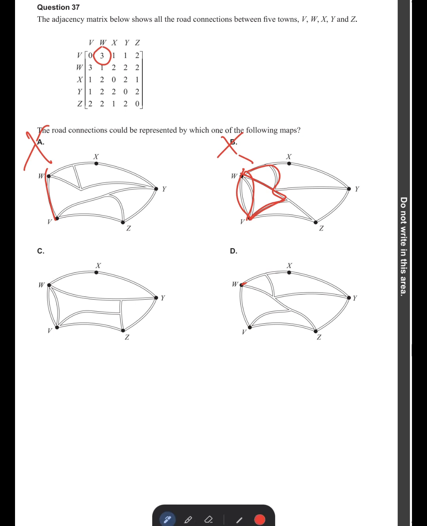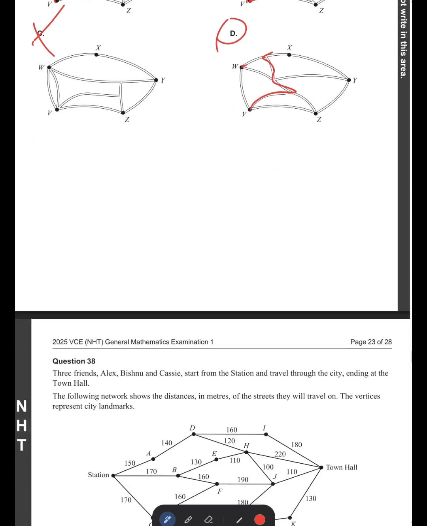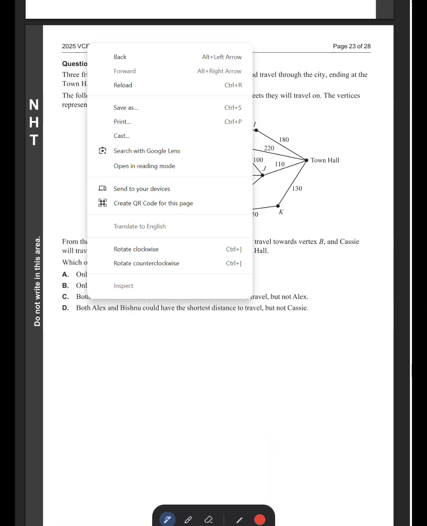Okay, and then V also has to go to X. Oh, which it can't do. So it has to be D, because then V can go to X that way. Great. Wasn't too painful. All right, question 38.